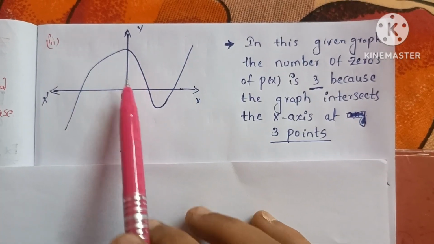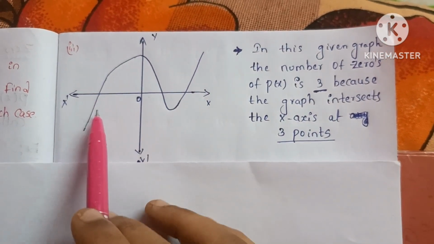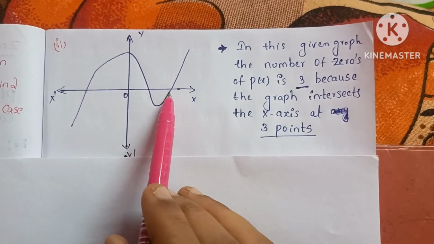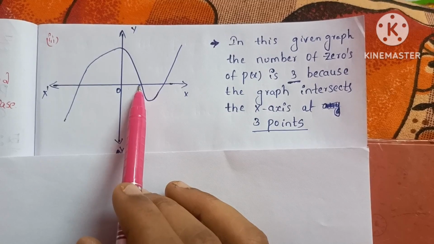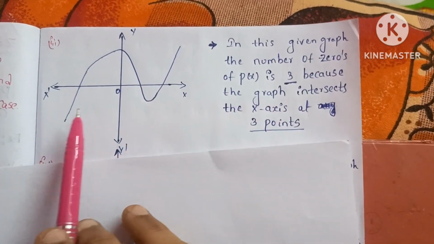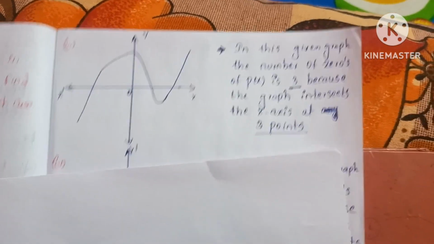Next, the third one. In this graph, the number of zeros of p of x is 3. Here and here and here. So how many zero points are there on the x-axis? Only 3, because this graph intersects the x-axis at 3 points.